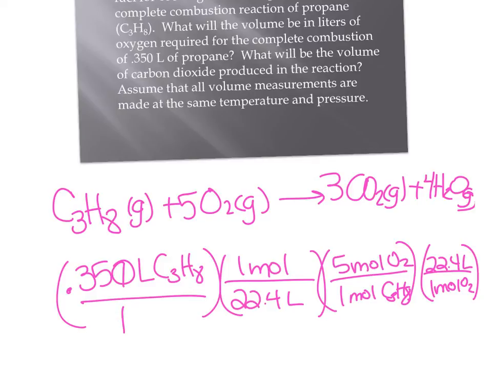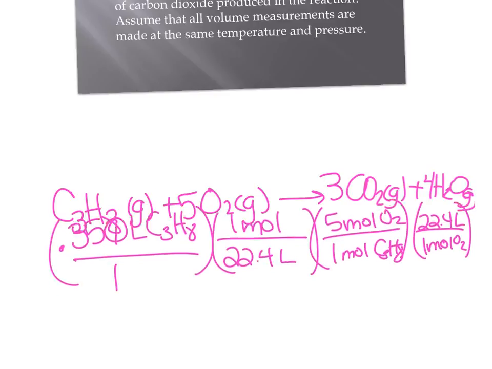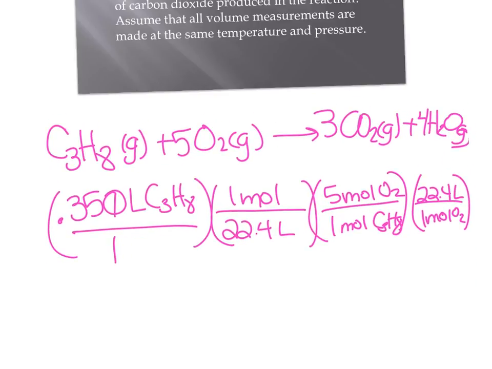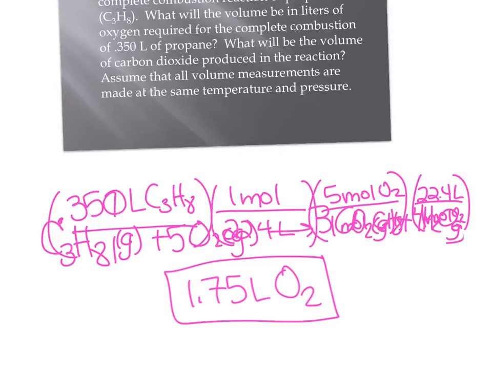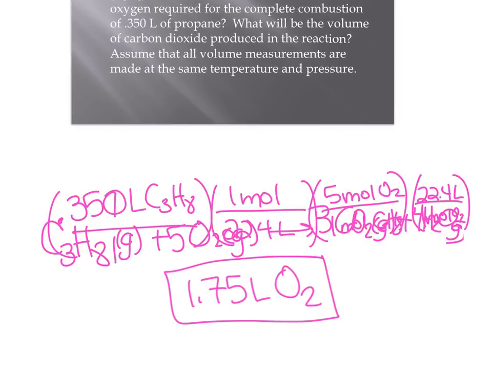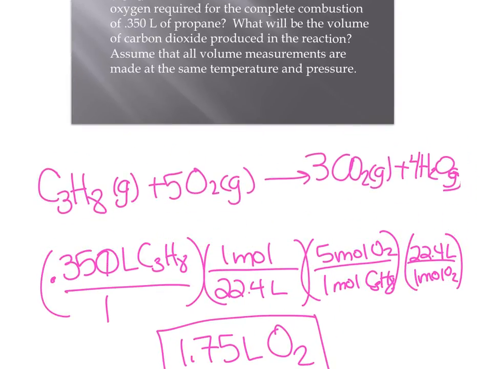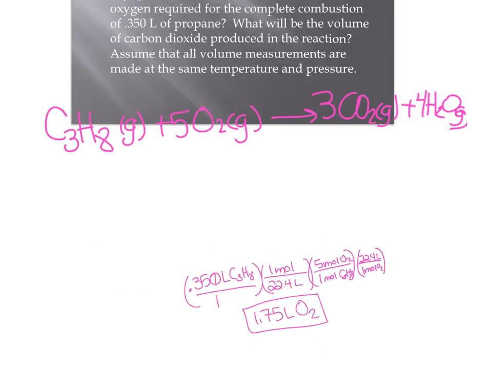And what did you end up with? 1.75. I agree. You end up with 1.75 liters O2. The next question asks you, what will the volume of carbon dioxide produced be? So how do you solve that? It's the same thing.